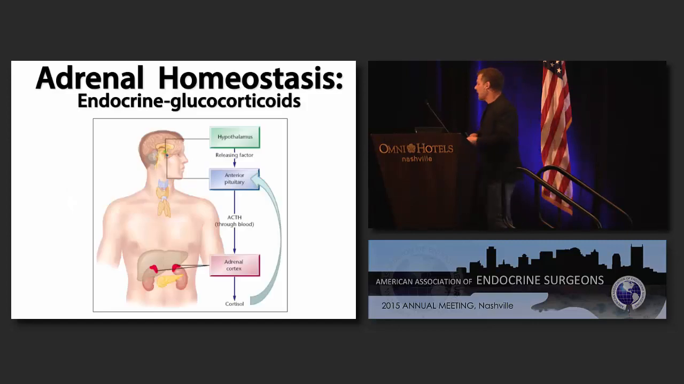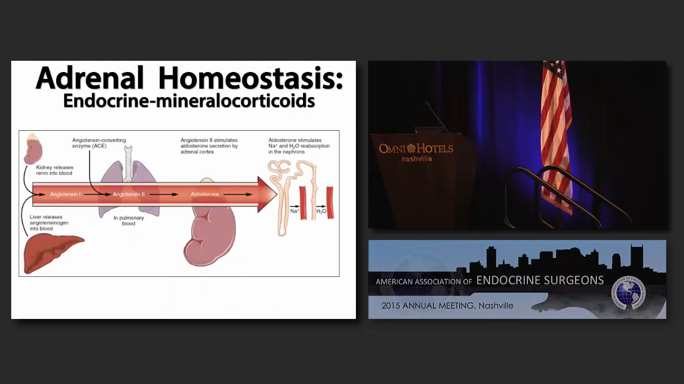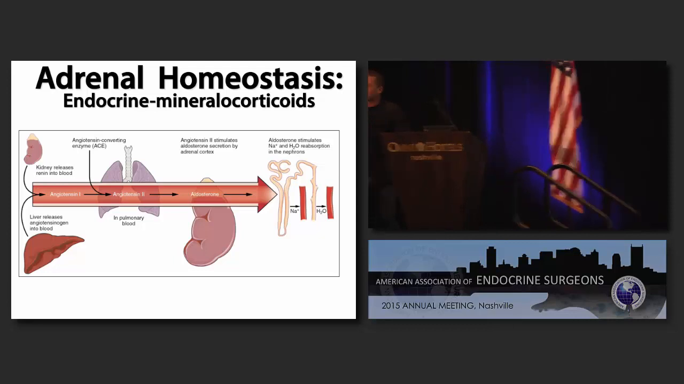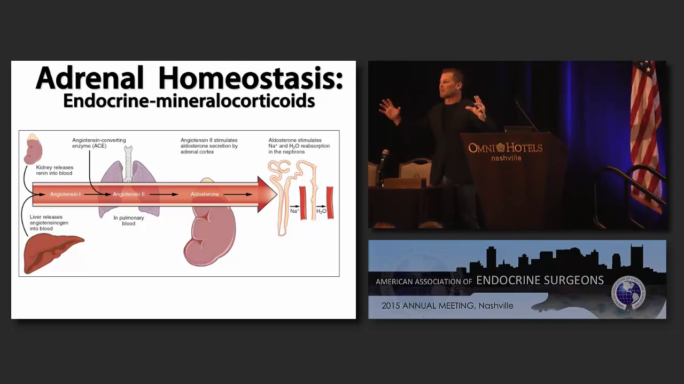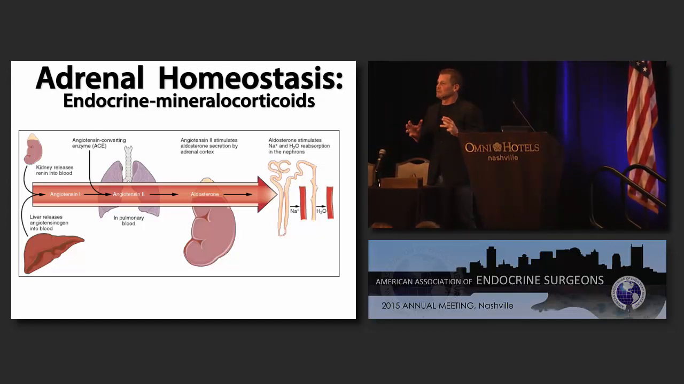Most of us think about adrenal homeostasis in the context of the long endocrine loops, the endocrine system. For example, we think about glucocorticoids in the context of the pituitary adrenal axis. We think about the renin-angiotensin system and aldosterone in the context of the renin-angiotensin axis. I'm going to challenge us for the next number of minutes to think about homeostasis as an intrinsic property of every organ, okay? And we're going to look at that.